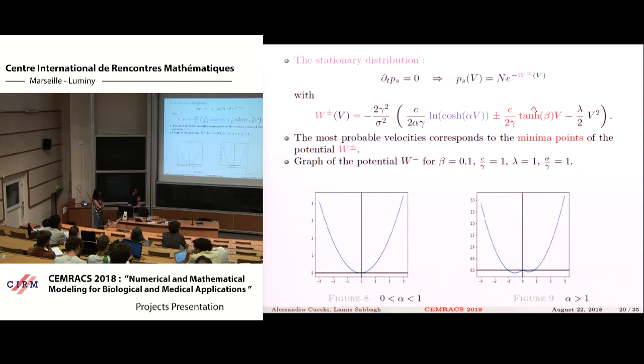So here we plot the graph of the W. For alpha between 0 and 1, we see that we have only one minimum point. It's not so clear here, but actually the minimum point is strictly negative, while before, without a signal, it was 0. And for alpha greater than 1, we have a sort of double well potential. But here the value of the minimum on the negative side is greater than on the positive side. This is also because we have a signal.